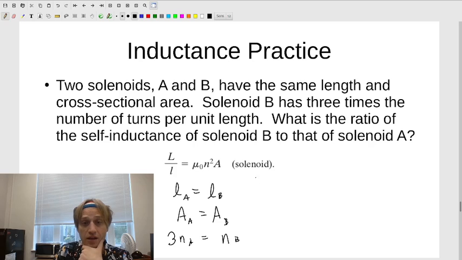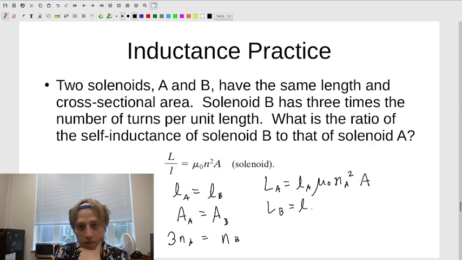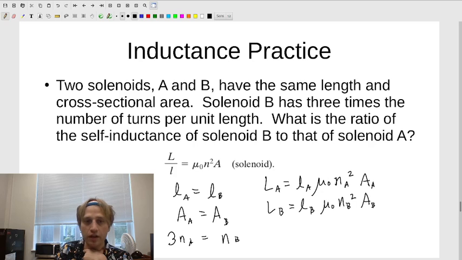Well, in this case, our L A would be length of A times mu naught times turns per unit length of A squared times the area of A. L B would be length of B times mu naught times n B squared times the area of B. Now we want to find the ratio of the self-inductance of solenoid B to that of solenoid A. So let's put everything here in terms of the parameters of solenoid A.